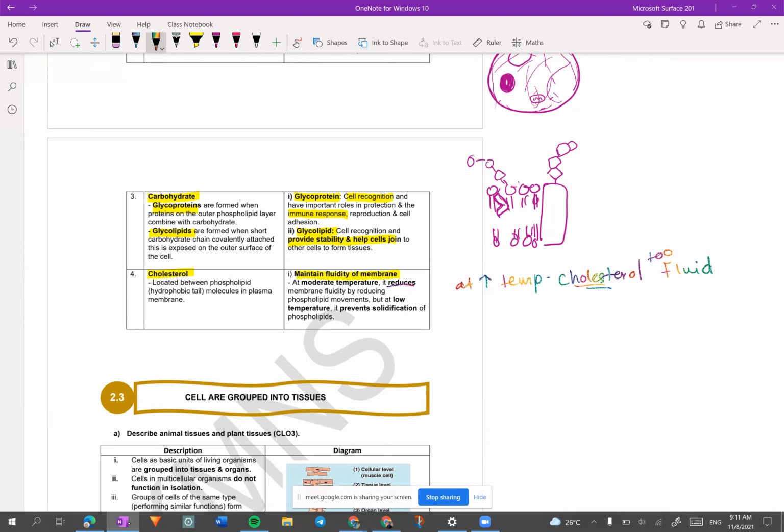Okay. Dia akan reduce ataupun prevent from becoming too fluid. Right? And saya rasa ayat sini macam tak berapa betul. Nanti kita tengok ni balik.